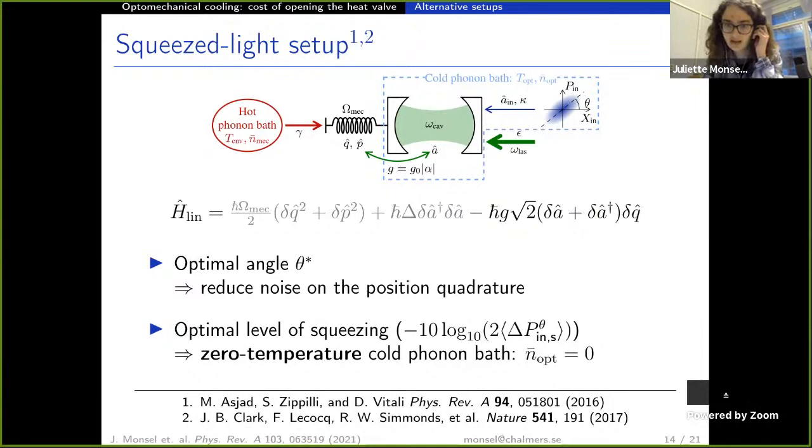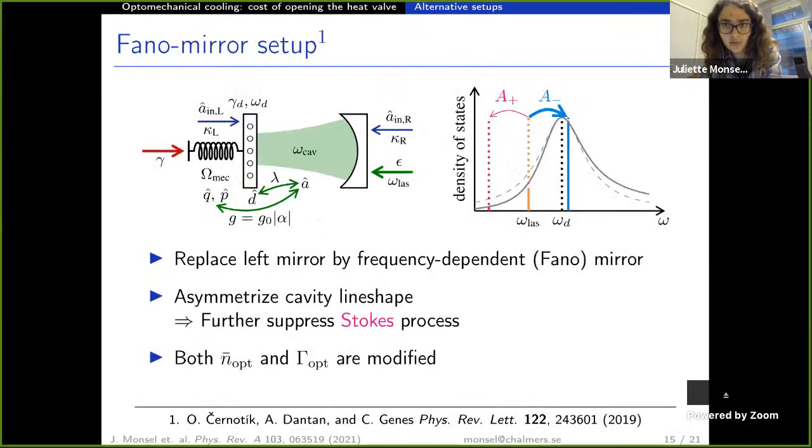Another way is not to act on the noise, but to act on the Stokes process. So if you remember, we have this Stokes process, which is heating up the mechanics. But if we change the line shape of the cavity and make it asymmetrical by using a frequency-dependent mirror, a Fano mirror, what we get is this line shape. And so as you can see, it further suppresses the Stokes process. And therefore it modifies both the coupling gamma_opt to the cold bath and the effective phonon number in the cold bath. And it was proposed in this article. So that's the other alternative.